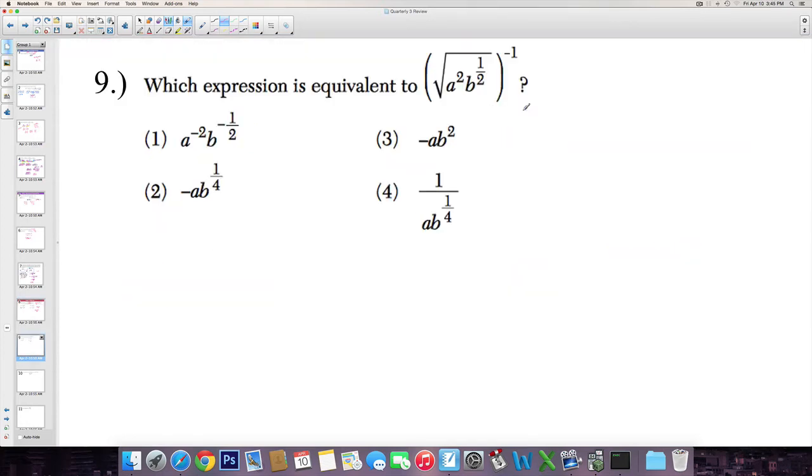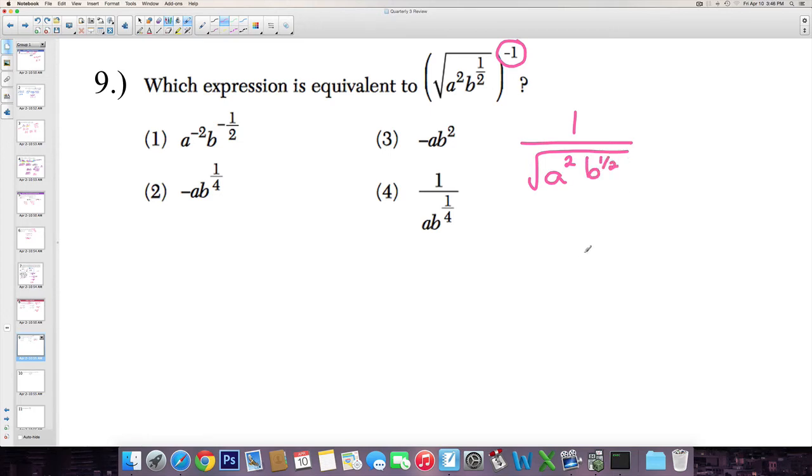There's a few ways that we could actually tackle this question, a few ways to go about it. The first thing that I'm going to do is, okay, if we have anything raised to the negative first, we can move it down to the denominator and make it a positive exponent.